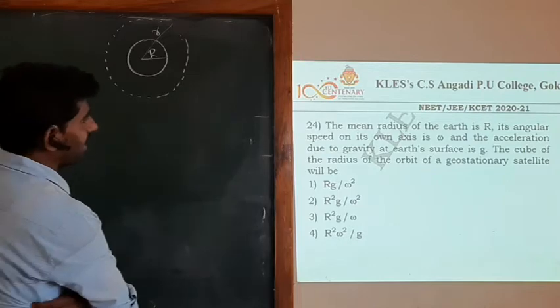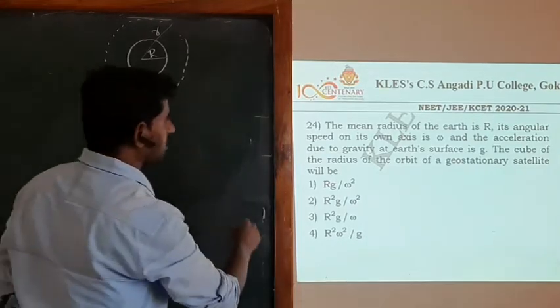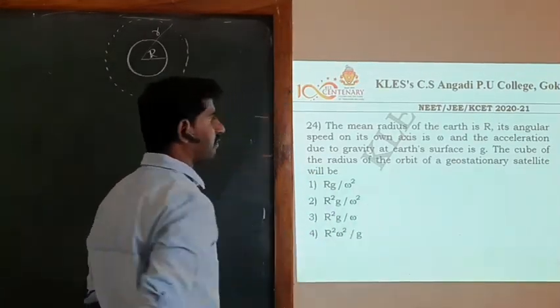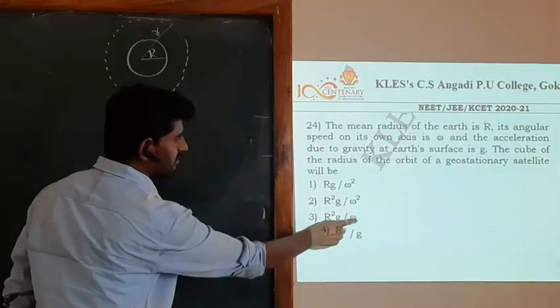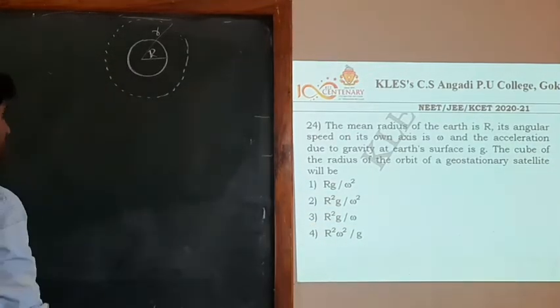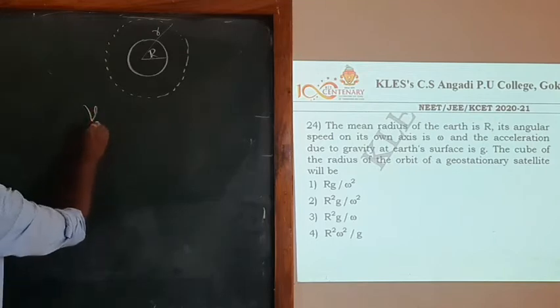And here, what are they asking? They are asking for the cube of the radius of the orbit, and see the option, in terms of omega. Omega means angular speed. So what is the orbital speed first?